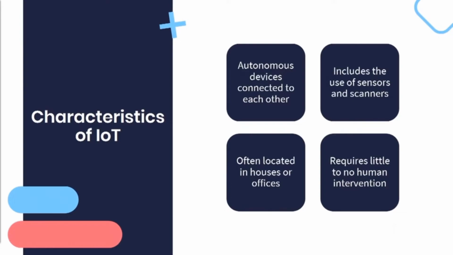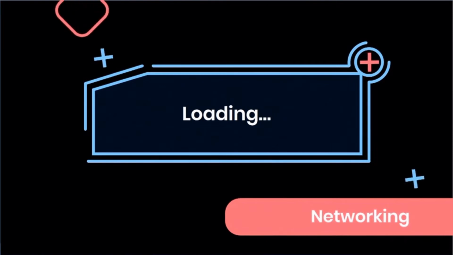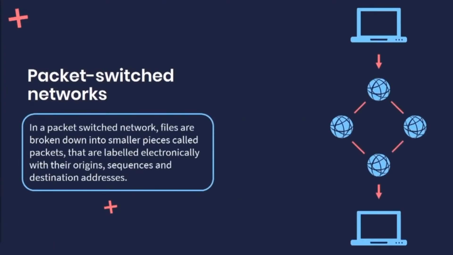Wonderful. Now that we have a somewhat basic understanding of the internet, let's move over to our very next topic, which is networking. And here we'll cover the basics as well as some intermediate concepts. Now, our very first topic under networking is packet switch networks. And essentially, in a packet switch network, files are broken down into small pieces or chunks, if you will.